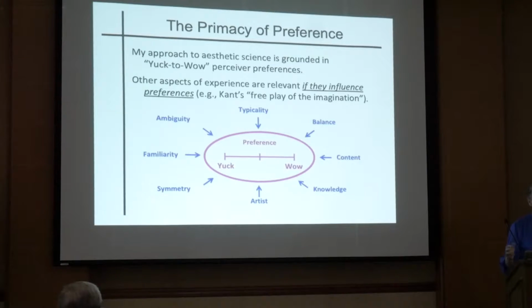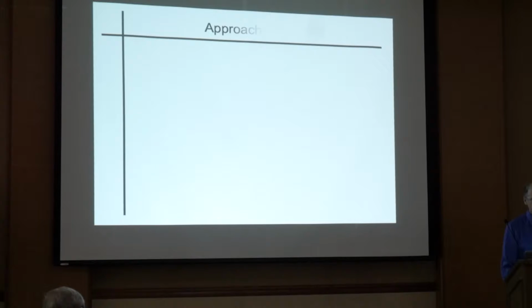So for example, things like familiarity and symmetry and who the artist is and knowledge about the genre of painting or whatever, that's all part of it. But it's presumably, from my perspective anyway, part of it because it influences your preferences for things. Do you like them better or not, depending on whether they're familiar or not.